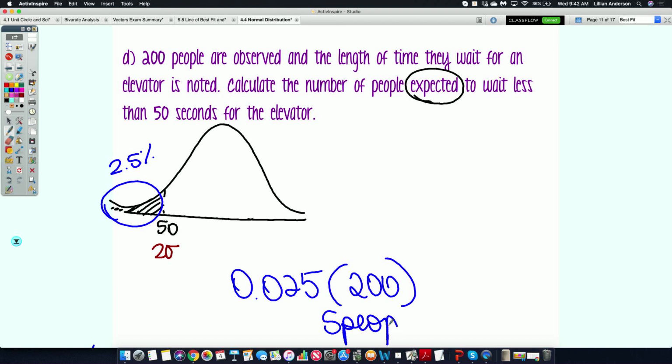So 5 people got lucky that when they pressed the button, they only had to wait less than a minute to get that elevator to open up. That's how you use normal distribution to find expected values. That's how you use it to draw normal distribution curves with your mean and your standard deviation. This is how you can also use it to figure out different probabilities and percentages of your data based off of this information.